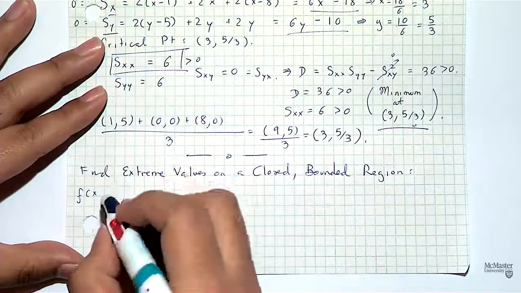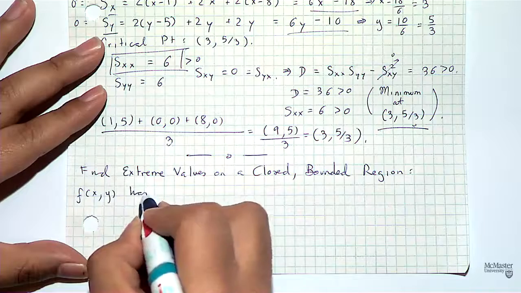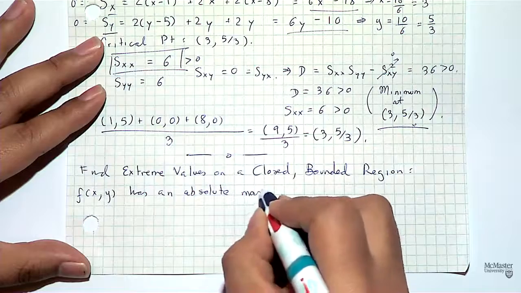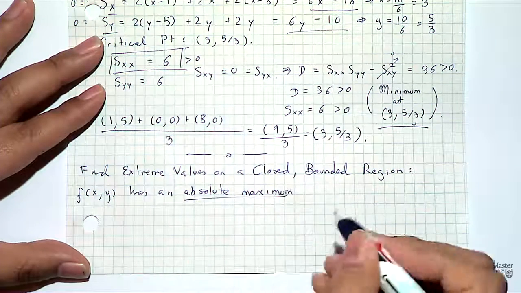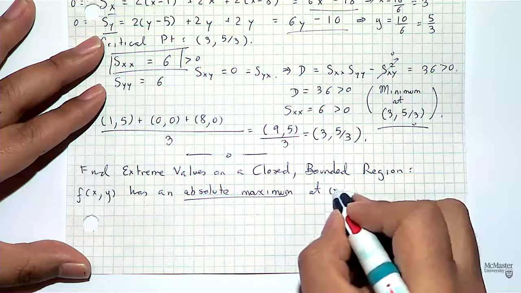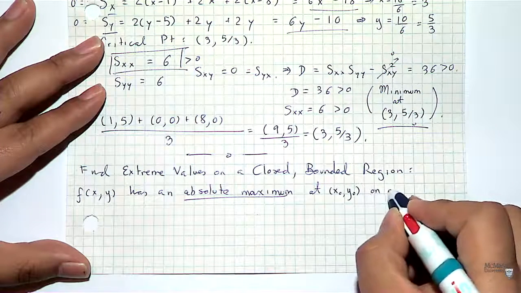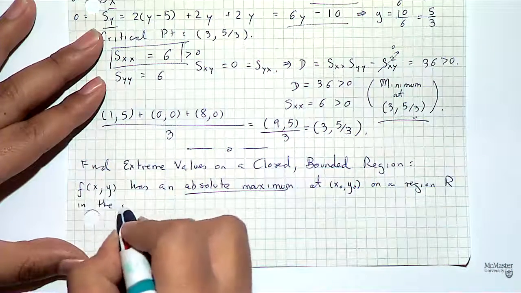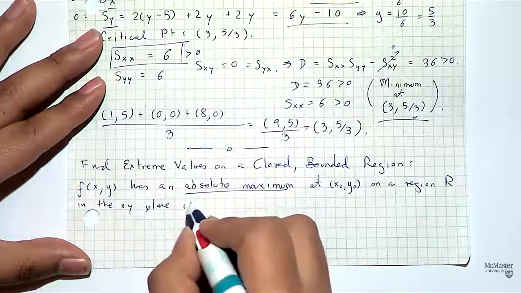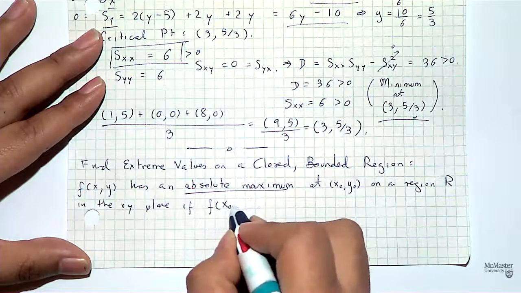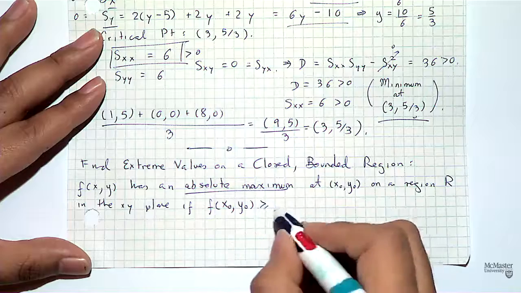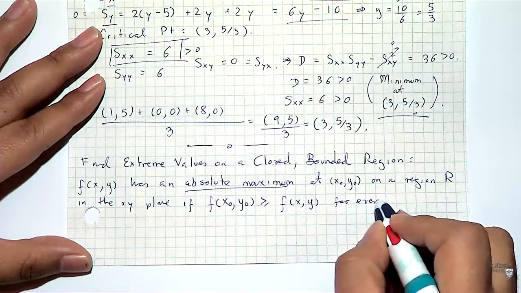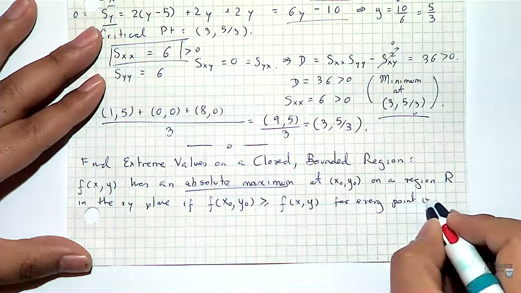What about absolute maximum or minimum? So f of x, y has an absolute maximum at, say, a point x naught, y naught, on a region R, which is in the xy plane, if, of course, the value of the function at that point is greater or equal than the value at any other point for every point in the region.